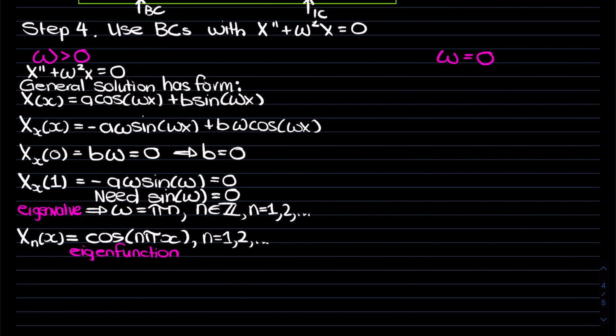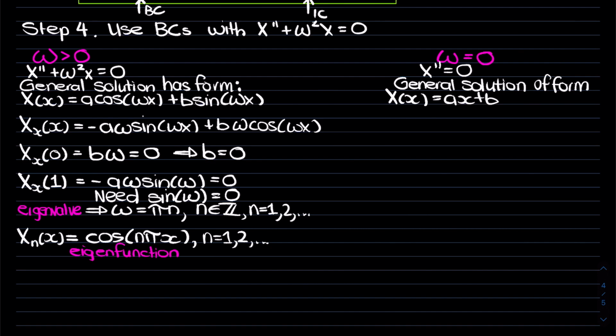So now if we go to the right-hand side, if lambda equals 0, our ordinary differential equation takes the form of X double prime equals 0, and this has the general solution of the form big X of little x equals a little x plus b, where a and b are some constants. They're not the same constants as what I've written on the left-hand side. I'm just reusing a and b.